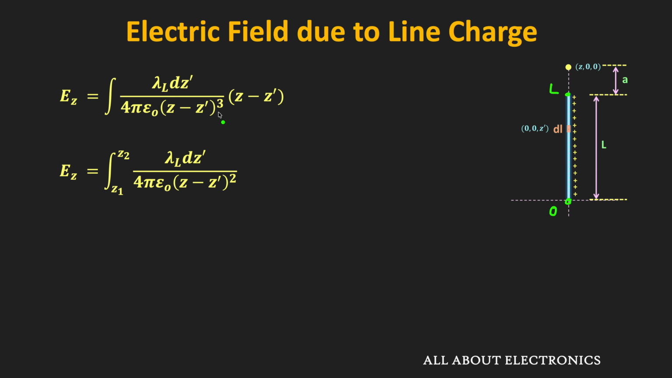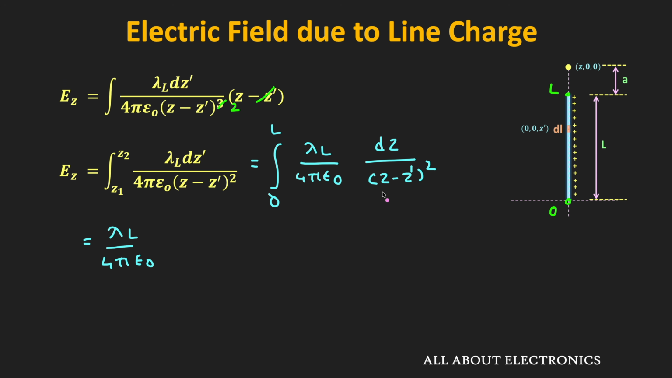And here if you see, then in the numerator, z minus z dash will get cancelled out. So effectively, we will have the integration from z1 to z2 of lambda L times dz dash divided by 4 pi epsilon naught times (z minus z dash) whole square. So further it can be written as the integration from 0 to L of lambda L divided by 4 pi times epsilon naught times dz dash divided by (z minus z dash) whole square. So here if you see, then lambda L divided by 4 pi times epsilon naught is constant. So we can take it outside.